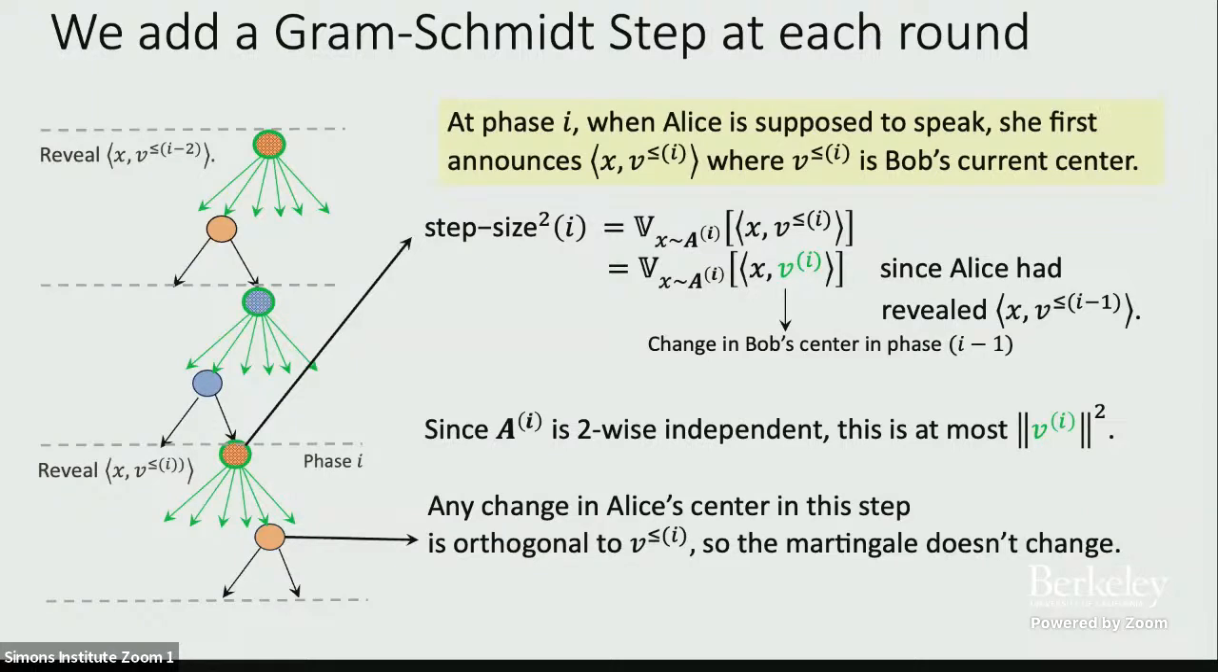Okay, so let me summarize what happened here. We introduced this nice property called two-wise independence, which means that a set is not elongated in any direction. We introduced this Gram-Schmidt step, which connects the change in the martingale with the elongatedness of a set. We said that if a set is not elongated, then you can control the jumps in this martingale. So the whole problem becomes, how do you ensure that these sets are not elongated in any direction?